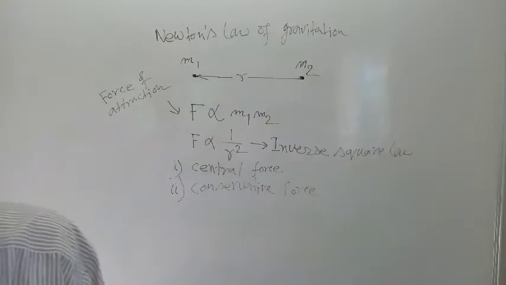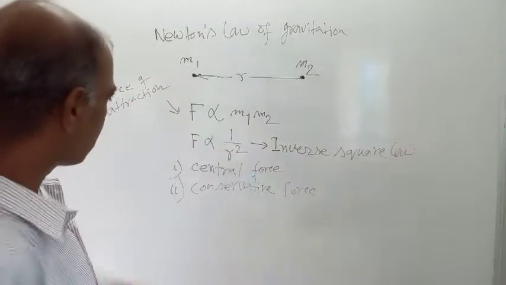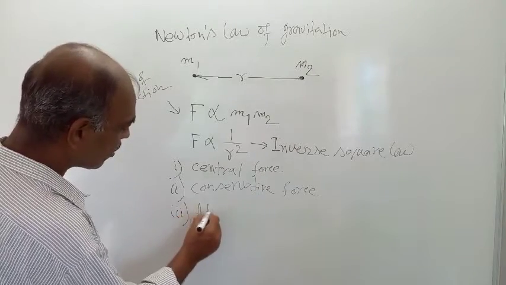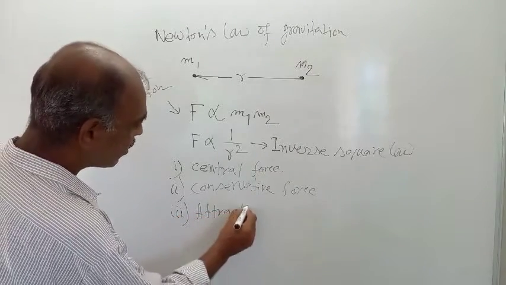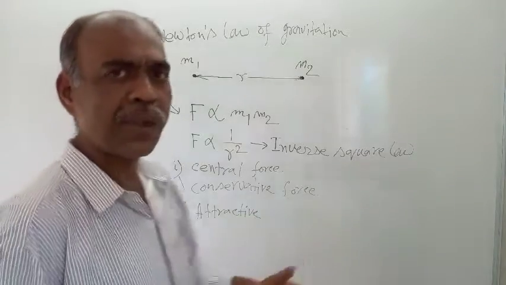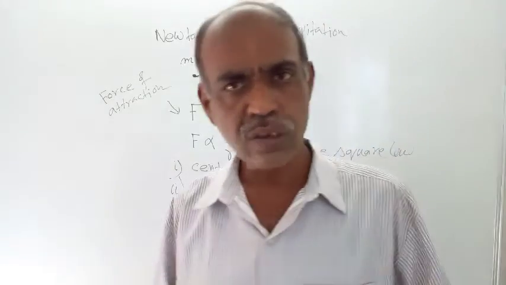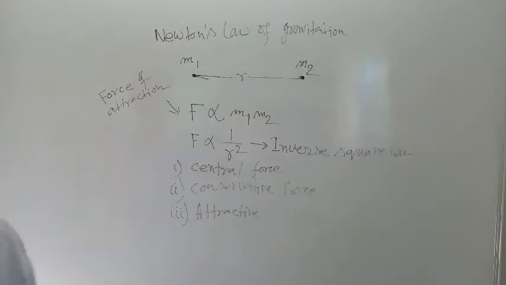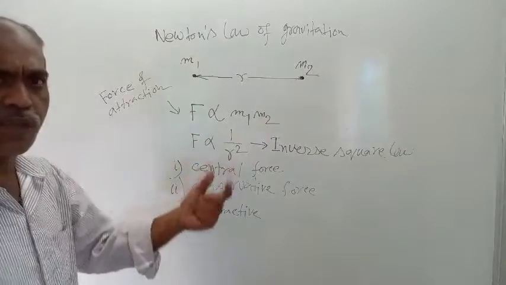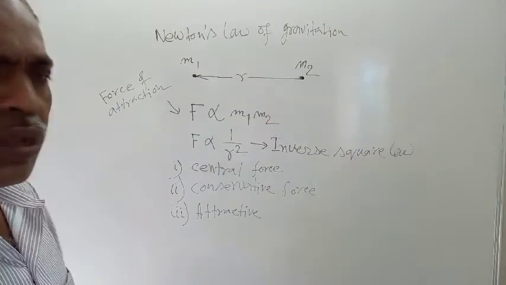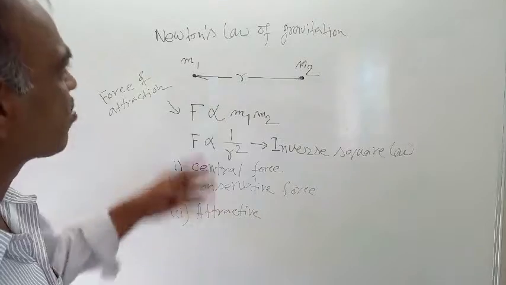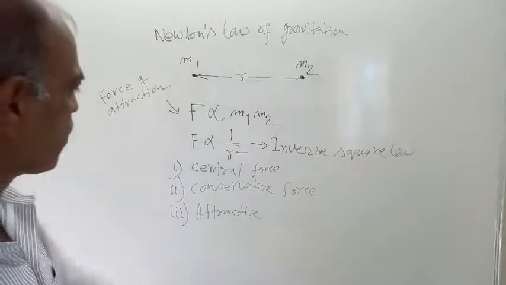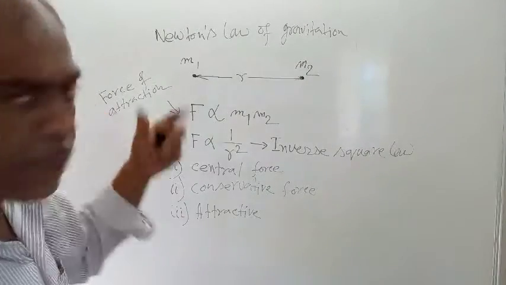And this force is only attractive in nature. Only attractive. There is no repulsive force. They don't repel each other. Only a force of attraction exists between any 2 masses. So the gravitational force is attractive in nature. So these are the characteristics of Newton's law of gravitation or gravitational force.